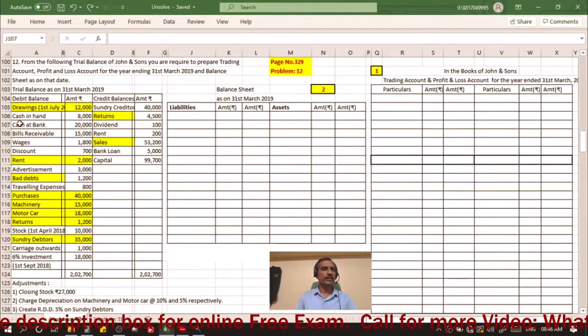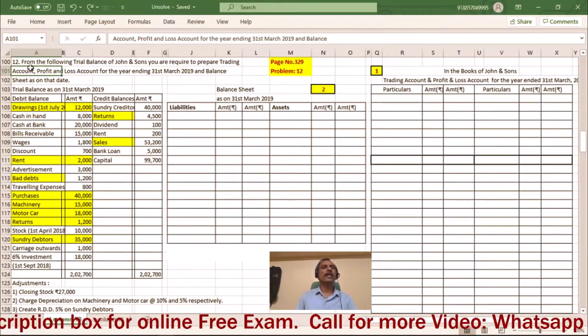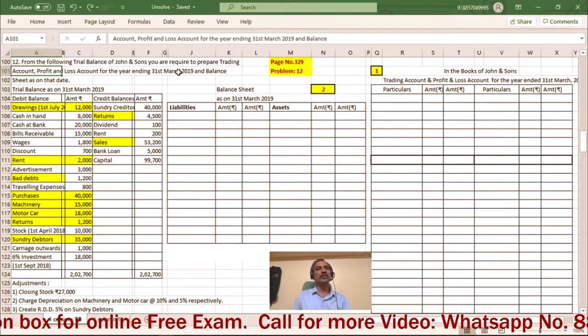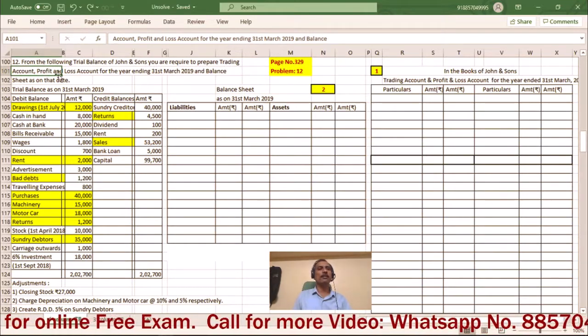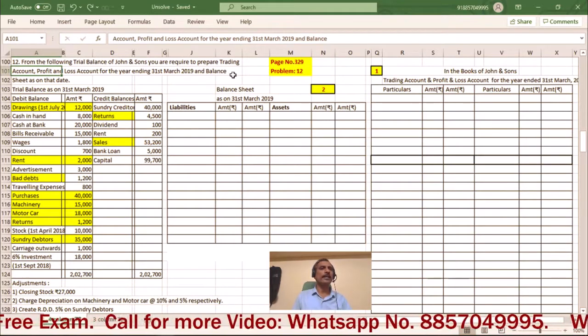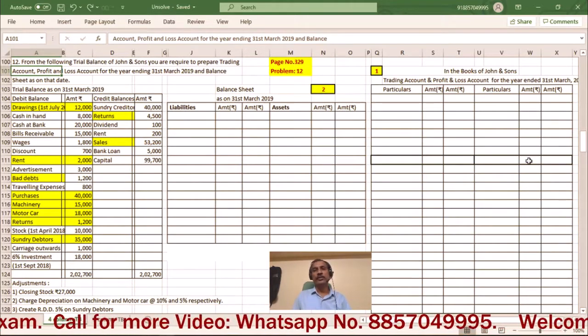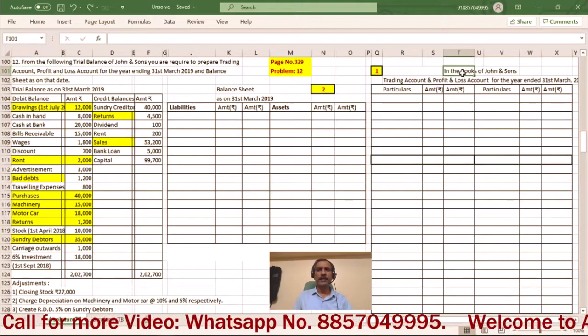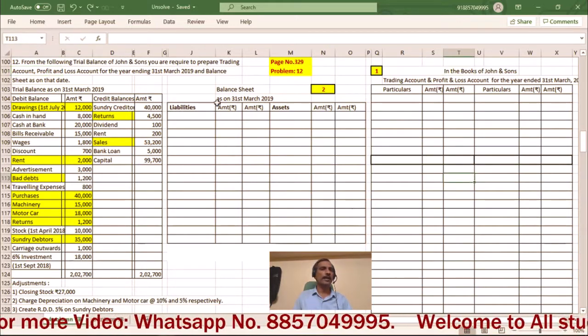You can see, from the following trial balance of John and Sons, you are required to prepare trading account, profit and loss account for the year ending 31st March 2019 and balance sheet as on that date. So first of all we have to prepare trading account, then profit and loss account and then balance sheet.